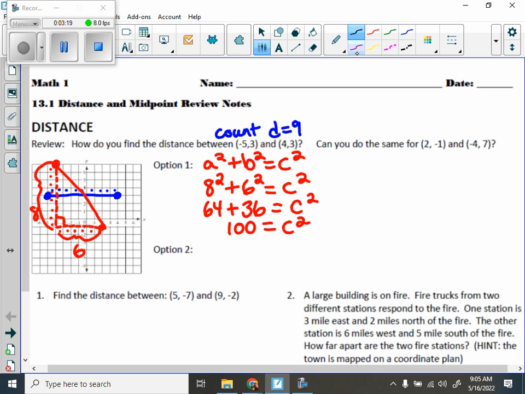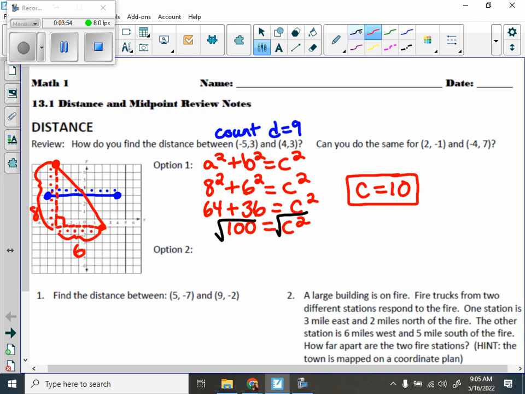Square root. Anybody know what the square root of 100 is? What times what makes 100? That's the same number. 10 times 10. Okay, so your missing side, which is the one we didn't know the distance of, is 10. Okay, that's option 1. That is the old way of finding out how long a line is when it's not horizontal or vertical. Like you can't just count the boxes.